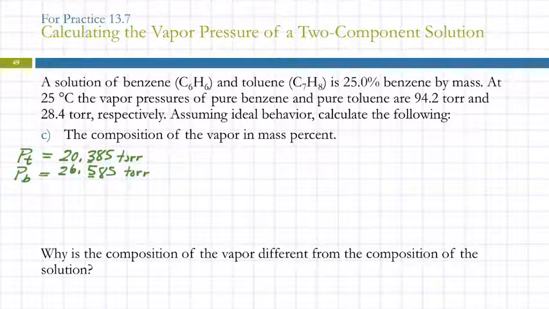So the partial pressure of an individual component, let's do toluene, is equal to the mole fraction of the toluene times the total pressure of the gas mixture. If you go looking back in whatever chapter that was, I think it was chapter 5, you'll find that. The partial pressure of a gas in a mixture equals the mole fraction times the total pressure.